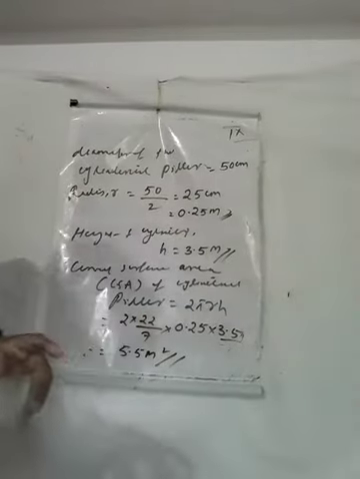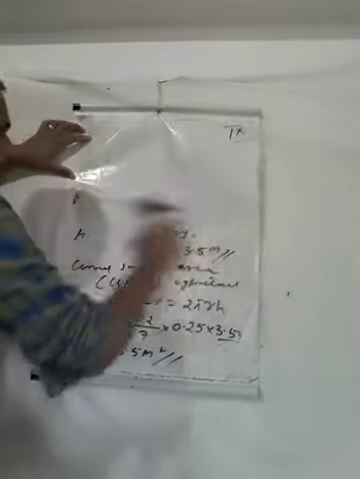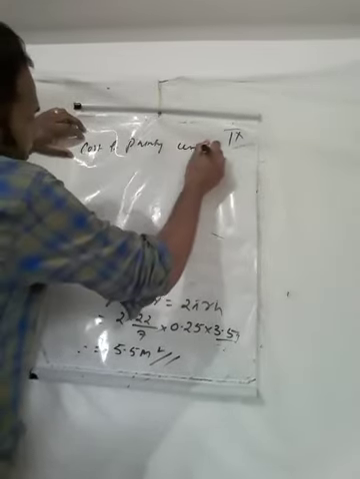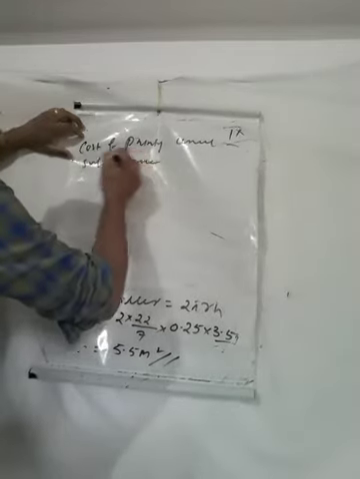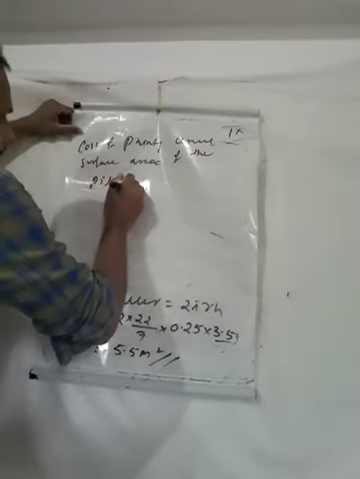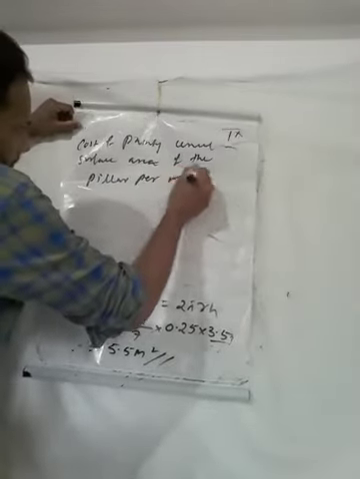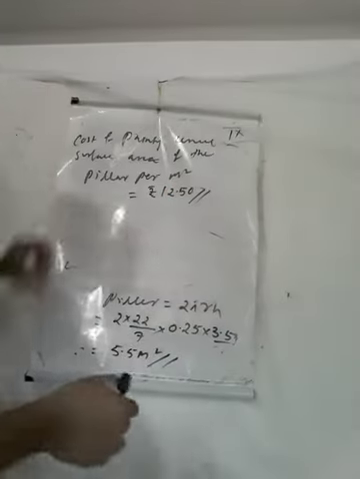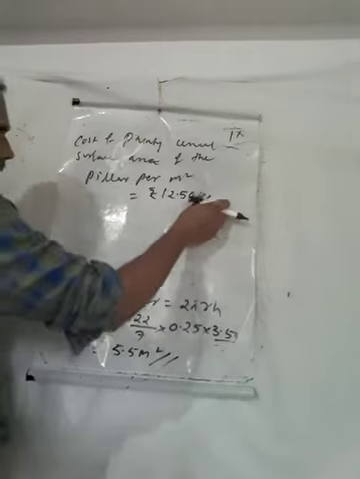Now what you need to find is the cost of painting the curved surface area of the pillar. The given cost of painting the curved surface area of the pillar per meter square is equal to how much? ₹12.50 is the cost. This is already given.